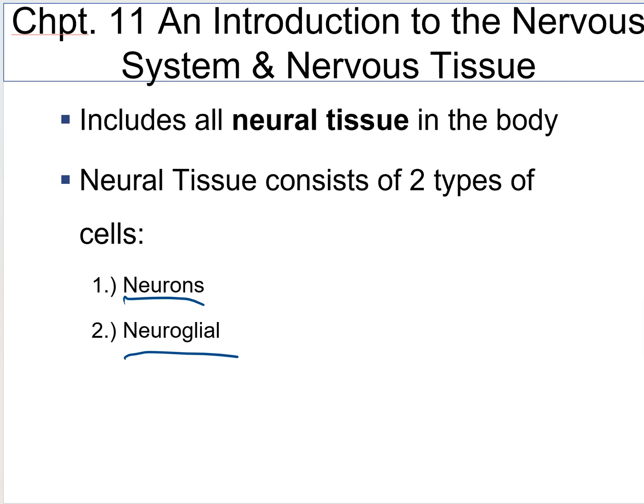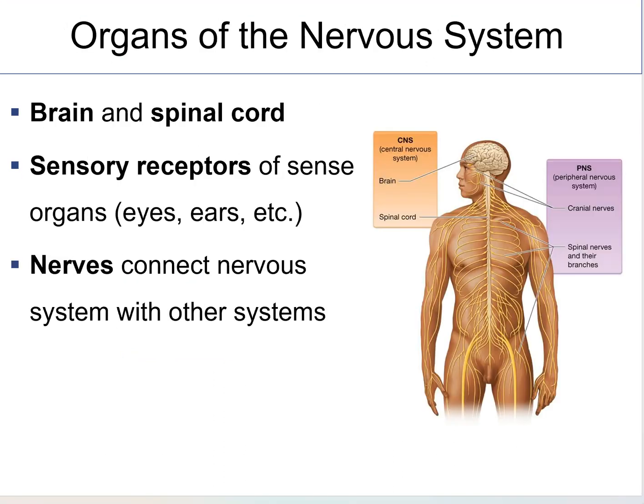And when we look at the nervous system, we have organs. The brain and the spinal cord are what are called the central nervous system. That's the processing area. We have receptors, our sense receptors, our eyes and ears, which are part of the nervous system. And then we have our nerves. Our nerves, you'll see, are part of what's called the PNS, or peripheral nervous system. The nerves basically carry all that information and connect your nervous system to all organs of the body.